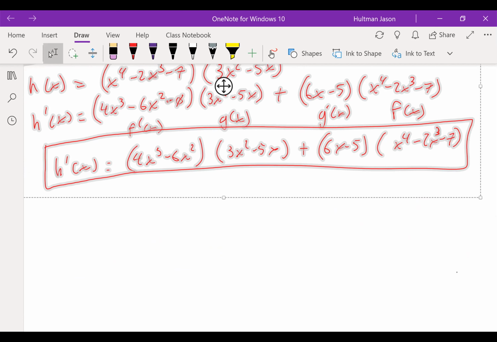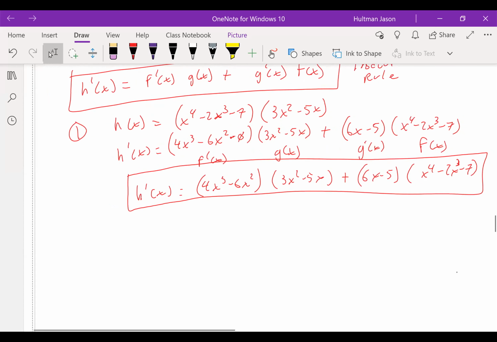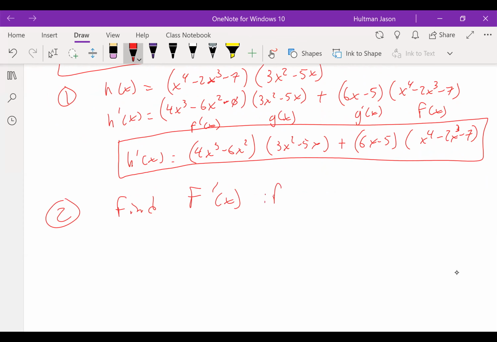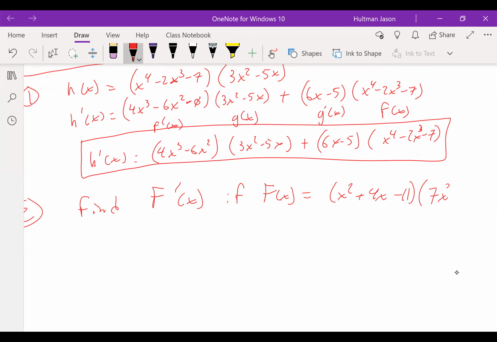Let's try the next one here. Okay, number 2. Find f prime of x if f of x is equal to x squared plus 4x minus 11 times 7x cubed minus radical x. So let's take the derivative of this thing.